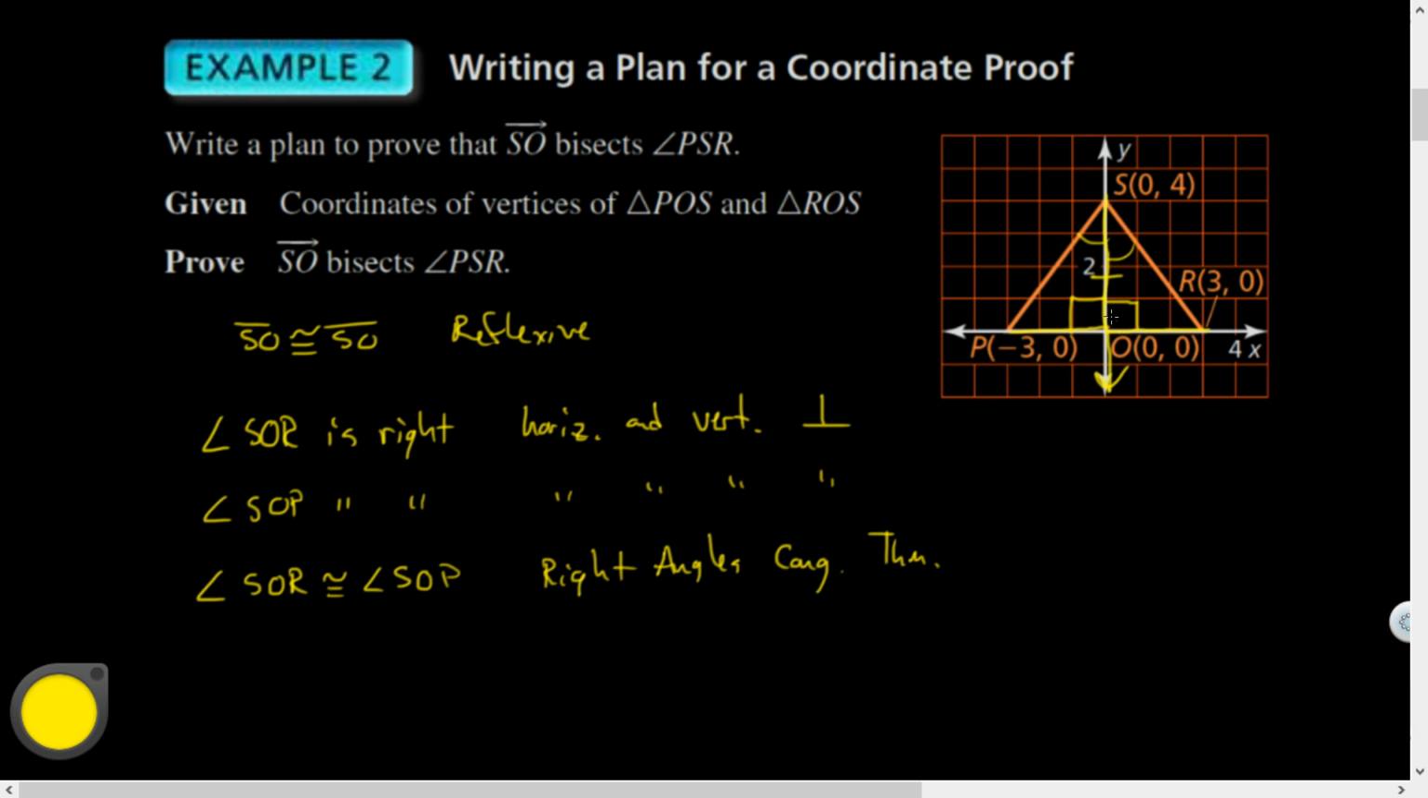Right now I've got a side and an angle. It's a right triangle, so I could use hypotenuse leg. But what would I need to know? I'd need to know two segments are congruent. How could I find the length of those segments on a coordinate plane? Yeah, I could show that SP is congruent to SR, and I would use the distance formula.